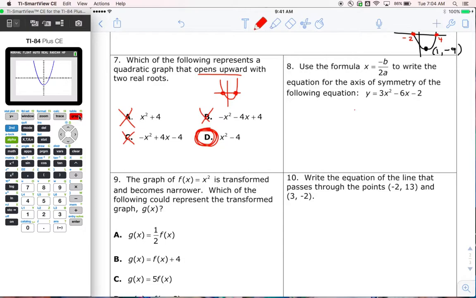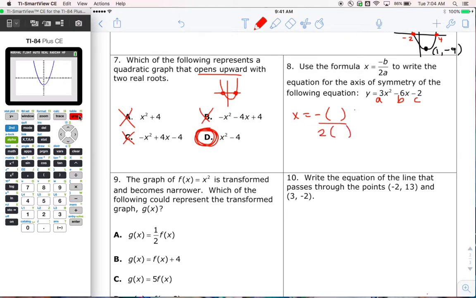Okay, problem 8. Use the formula negative b over 2a to write the equation for the axis of symmetry of the following equation. All right, so we've got negative b over 2a. So a is 3, b is negative 6. Not negative b, sorry. And c is negative 2. So my equation here is x equals negative b over 2a. See how I left those gaps?